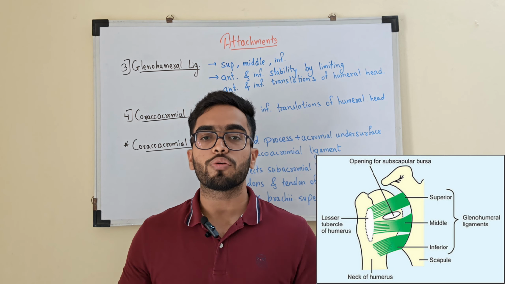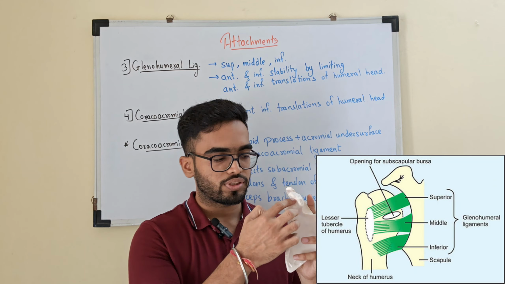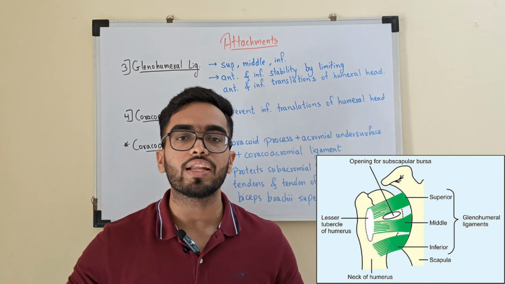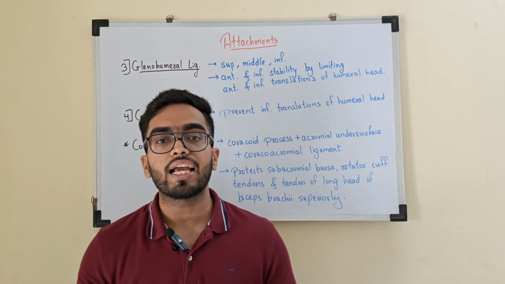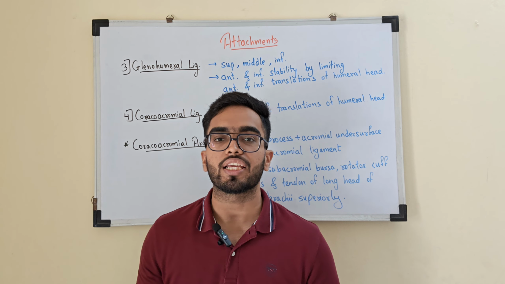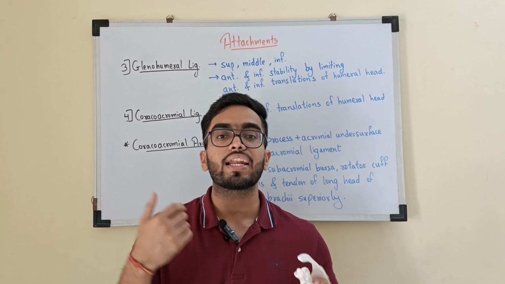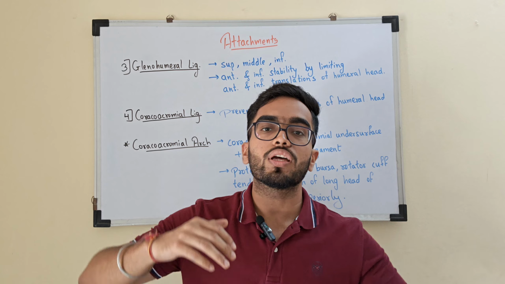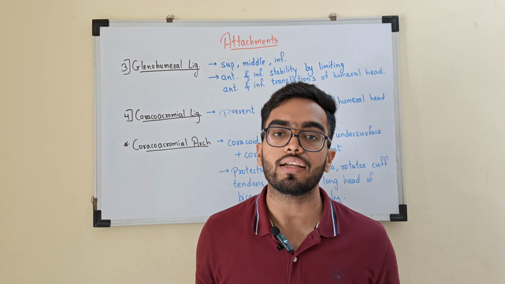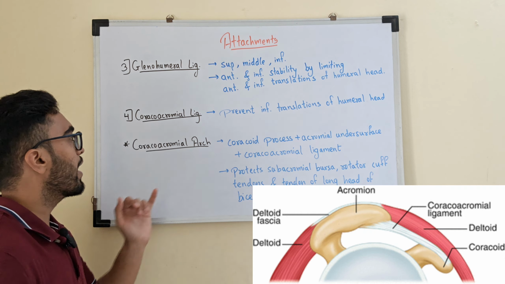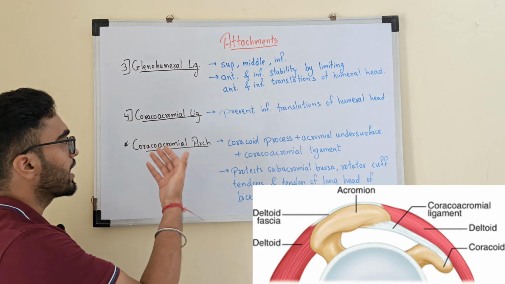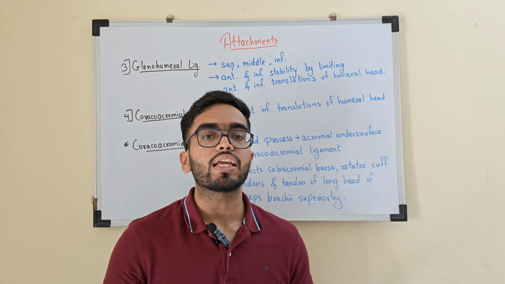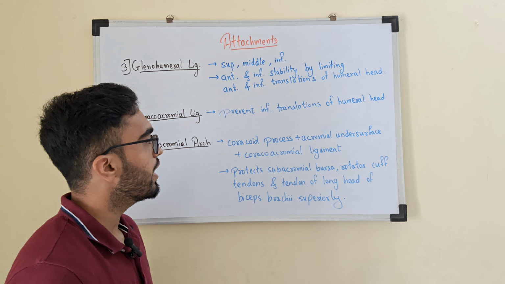The third one is the glenohumeral ligament. It attaches from the glenoid fossa to the head of humerus. It has 3 bands: superior, middle and inferior. It helps in anterior and inferior stability by preventing anterior and inferior translations during movement. So basically it acts as a reinforcement to the joint capsule, which is slack anteriorly and inferiorly. The next one is the coracoacromial ligament. As the name suggests, it attaches from the coracoid process to the acromion process, and it helps in preventing the superior translation of the humeral head.